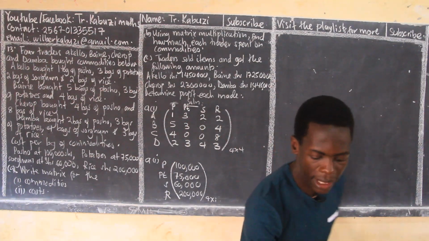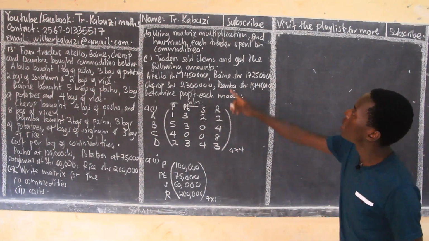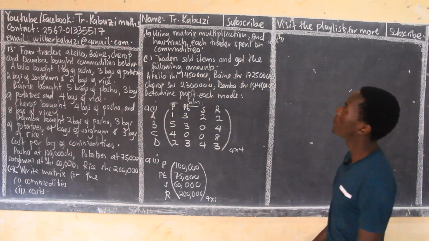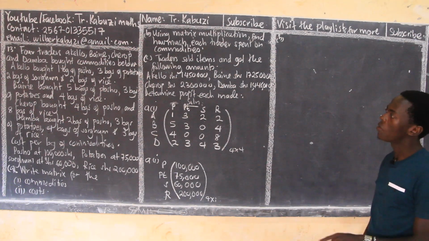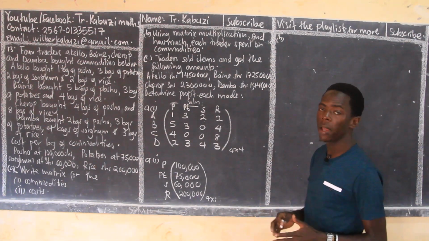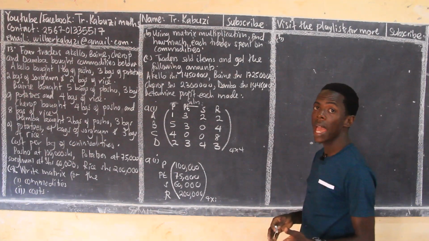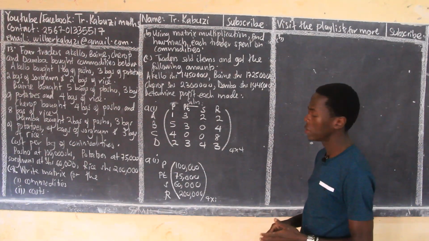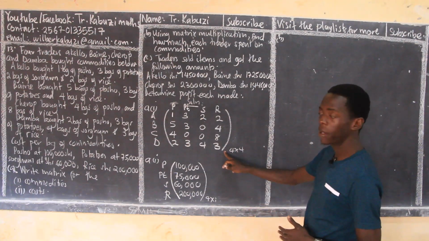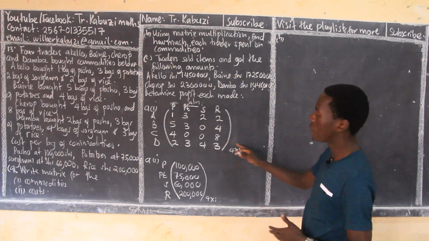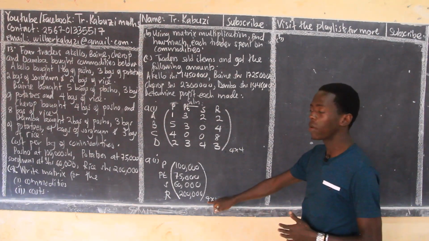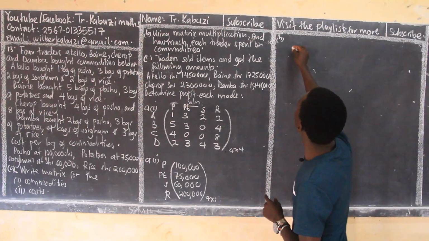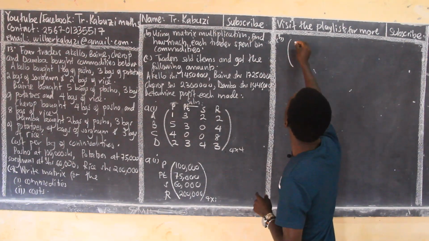Then part B is telling us that using matrix multiplication, find how much each trader spent on the commodities. Now, to multiply matrices, you make sure that they are compatible. Compatible means the first matrix should have a number of columns equal to the number of rows in the matrix we are multiplying by.